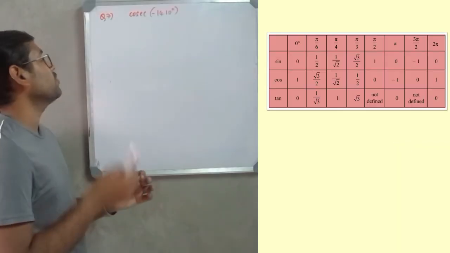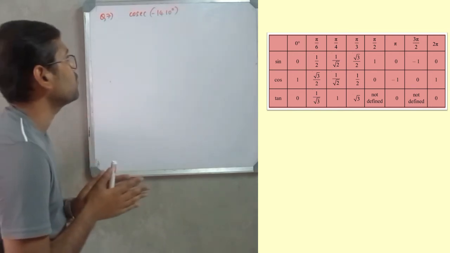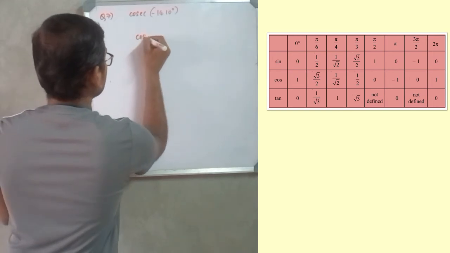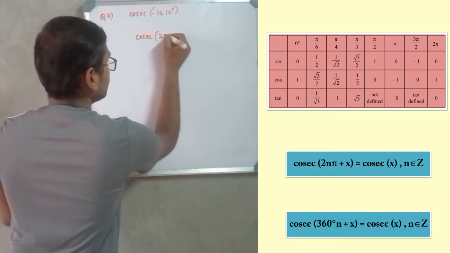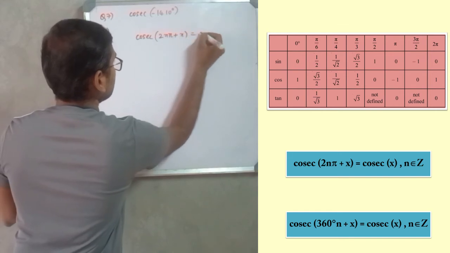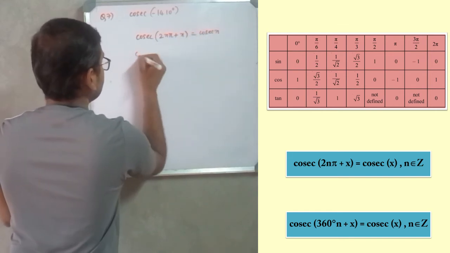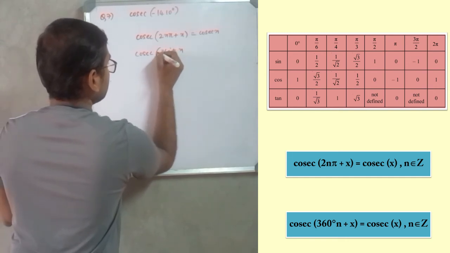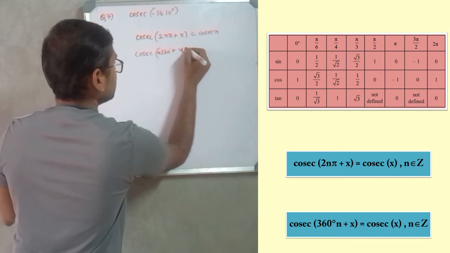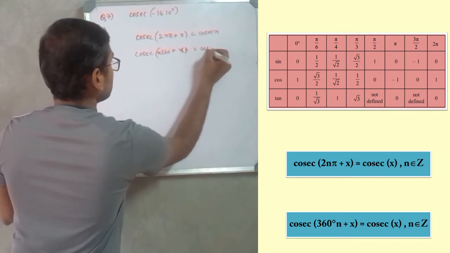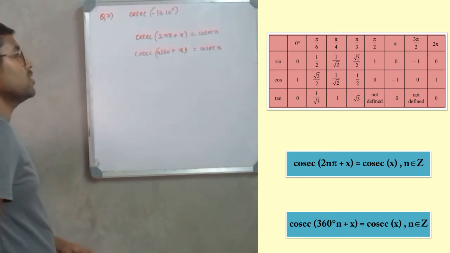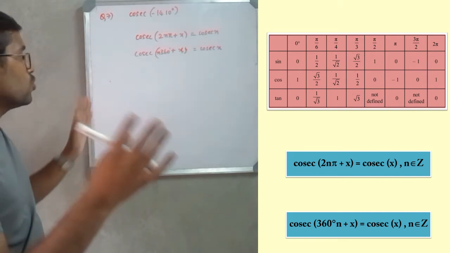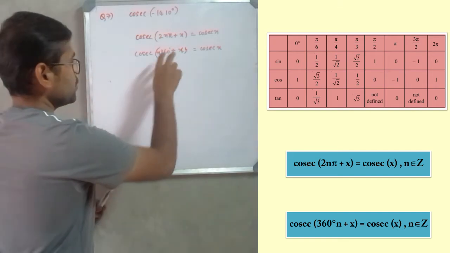Guys, here in question number 7, we need to find the value of function cosec minus 1410 degree. For this also we will use the periodic property of these trigonometric functions, that is cosec 2n pi plus x is equal to cosec x, or in degrees, cosec 360 n plus x is equal to cosec x. Guys, if you remember in the previous problem, what I did was I divided the given angle into two parts and represented that into this format.